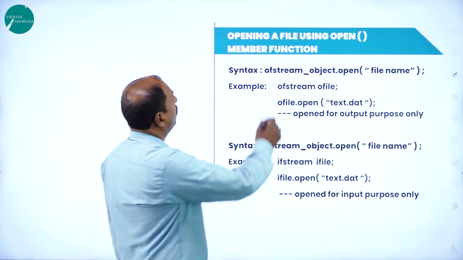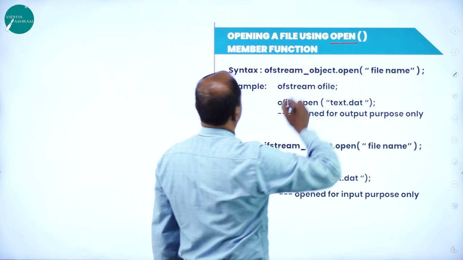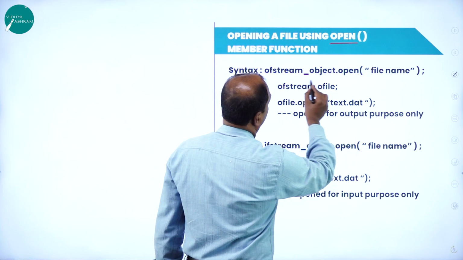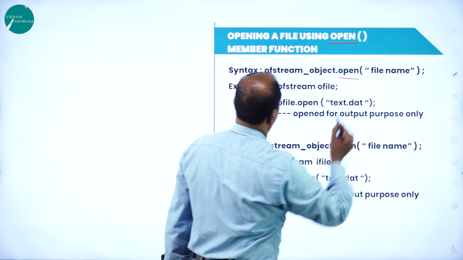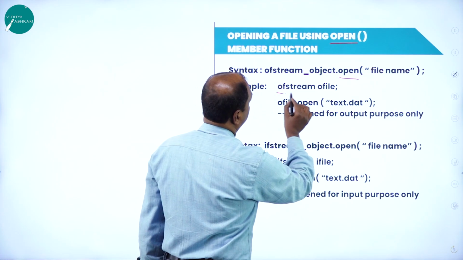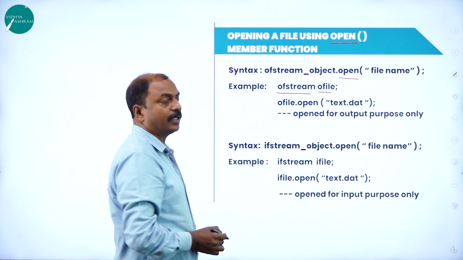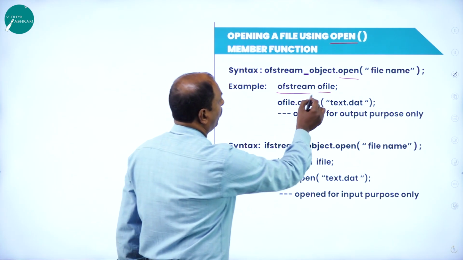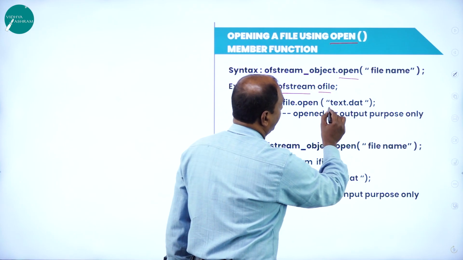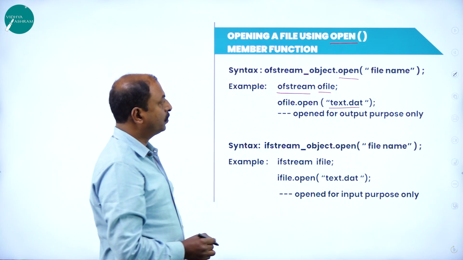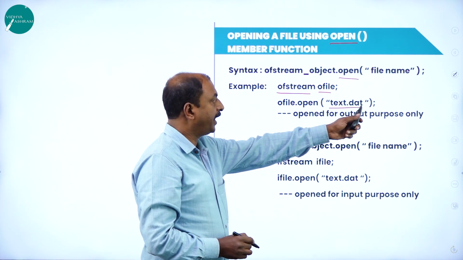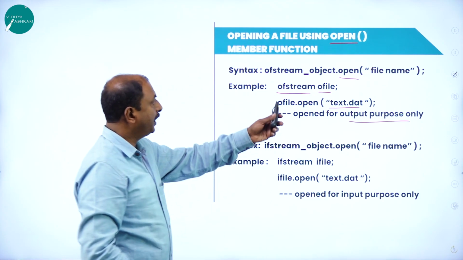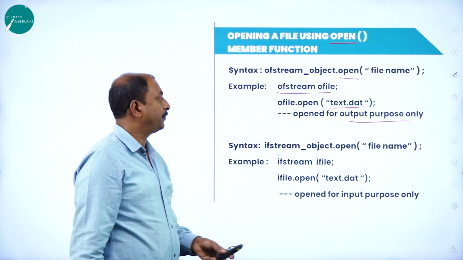Next example, opening a file using the open function. So it is an open function. Look at the syntax: ofstream object dot open and file name. For example, ofstream ofile. It is an object, and ofstream is a class. And here ofile.open is a function, and text.dat is the file. So the meaning is that text.dat is a file opened for output purpose only, because we have used the ofstream class here.